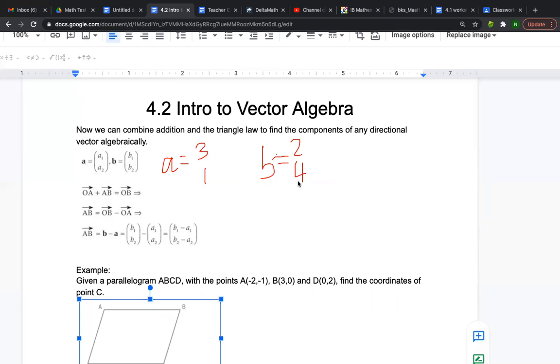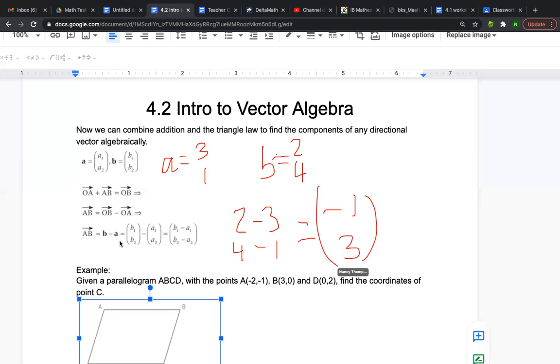So I have the vector OA plus AB is equal to OB. That's the triangle law. And then in the second line, you solve it for AB. So AB is the same thing as B minus A. You always do terminal minus initial, so the ending point minus the starting point. So we would have 2 minus 3 and 4 minus 1, which is equal to (-1, 3).